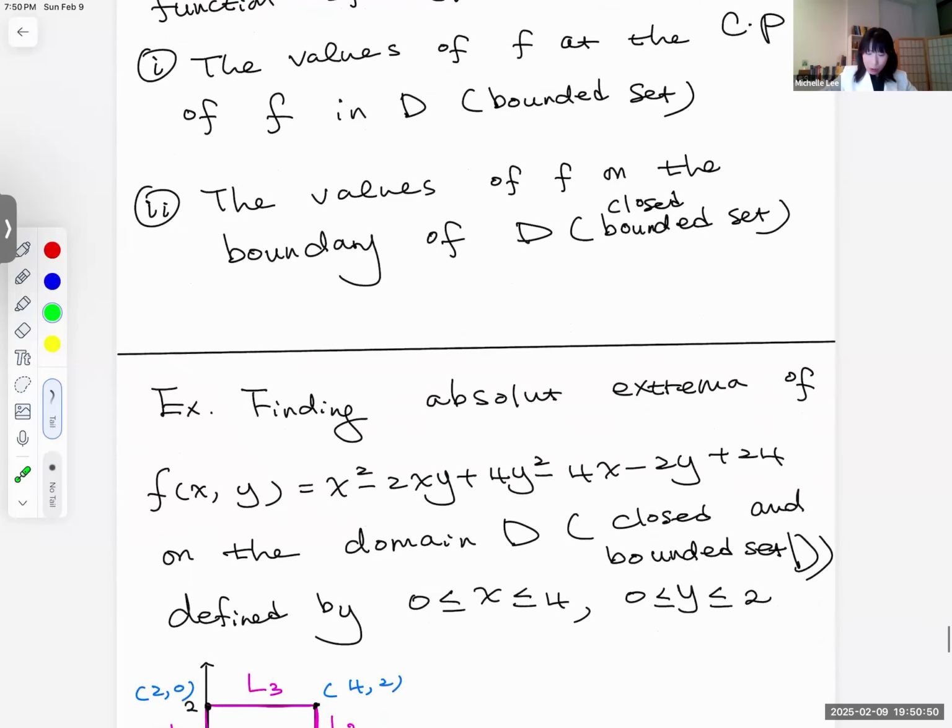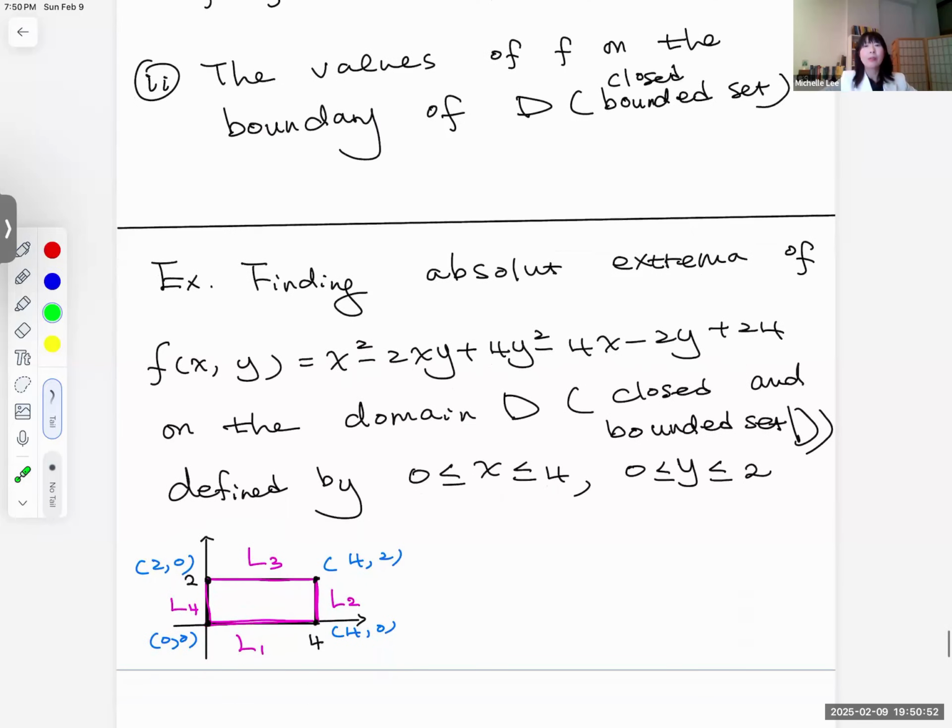Okay, now we have an example. This example is crazy. Let's take a look. So we define the absolute extrema of the function on the domain D, a closed and bounded set D. Okay? It's given, this is given.